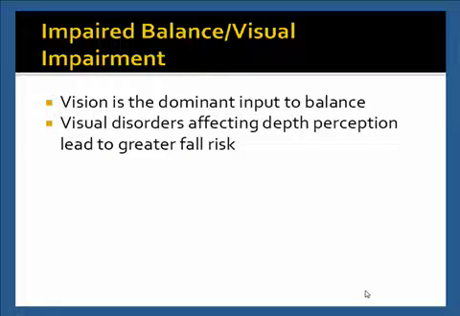Impaired balance, there are 3 areas that we find that elderly people have that causes their balance to be impaired. Number 1 would be visual impairment, 2, somatosensory loss, and 3, vestibular problems. Regarding visual impairment, vision is the dominant input to balance, and visual disorders affecting depth perception lead to greater fall risk.